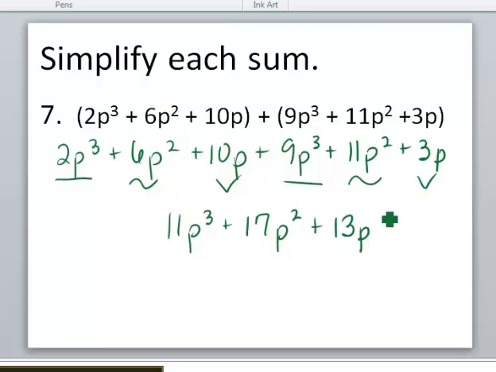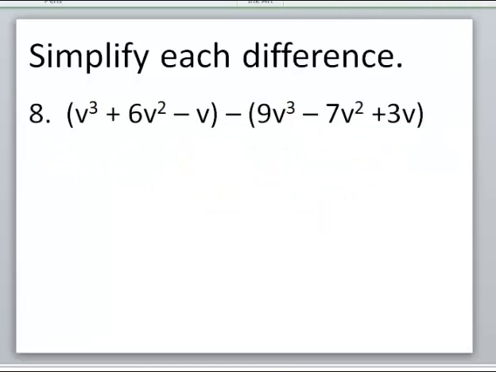On the next video, I will show you how to simplify differences. Alright, starting on this slide, you'll notice that before we had plus signs between here, and now I have subtraction. So I'm going to be finding the difference in each of these. Again, there's a 1 that sits out front. So this first one does not change. It's still v cubed plus 6v squared minus v.